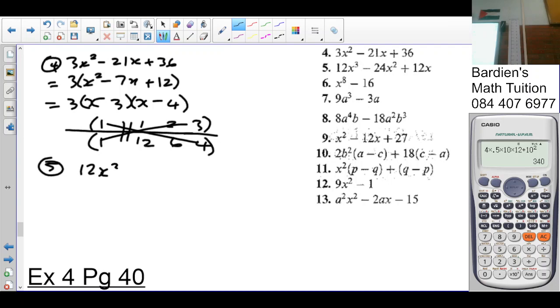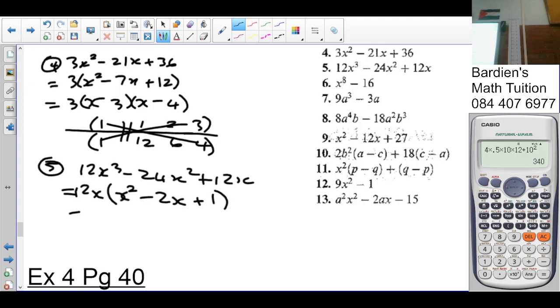Let's look at number 5. We've got 12x cubed minus 24x squared plus 12x. What is common here? 12x. What are we left with? x squared minus 2x plus 1. It's a perfect square trinomial. You all see that? So it's x minus 1 all squared. Any confusion here? No?